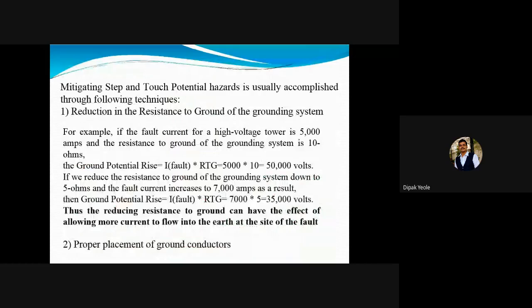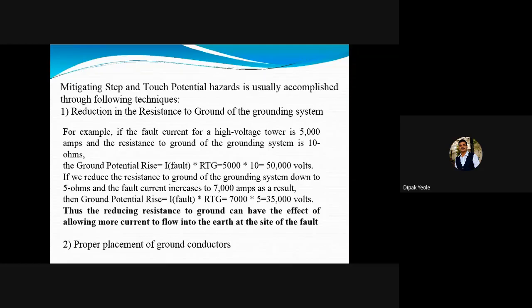Now there are ways to mitigate the step and touch potential. तुम्हाला प्रश्न पडला असेल, सर जर स्टेप पोटेन्शियल आणि टच पोटेन्शियल जर तयार झालं तर काही वेज आहेत का मिटिगेट करण्याचे? Yes, there are ways of reducing the step potential and touch potential. Now what are the ways? We have to reduce the resistance to ground of the grounding system.